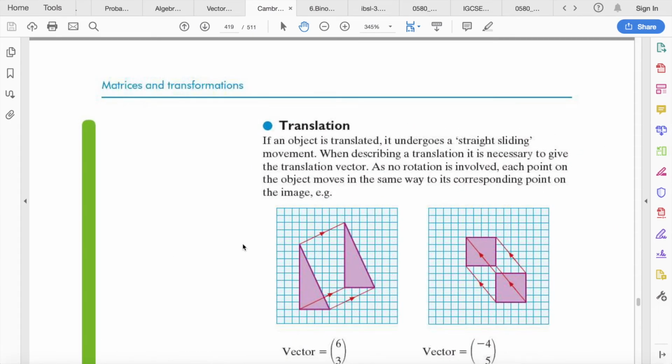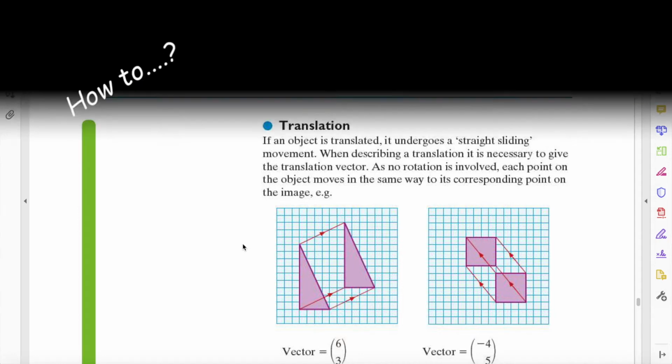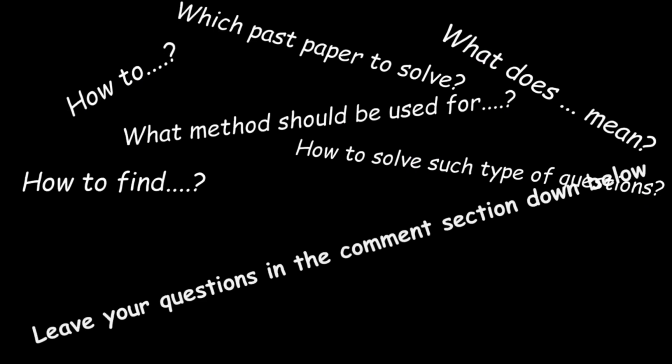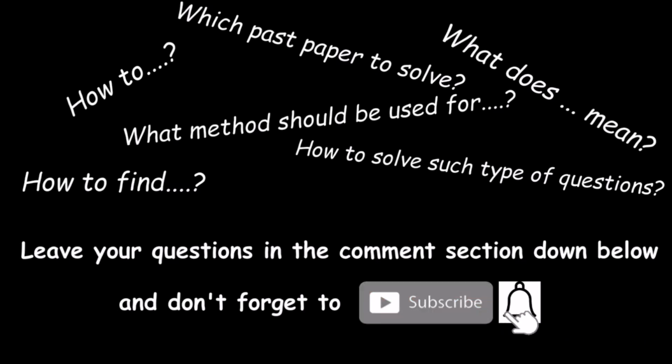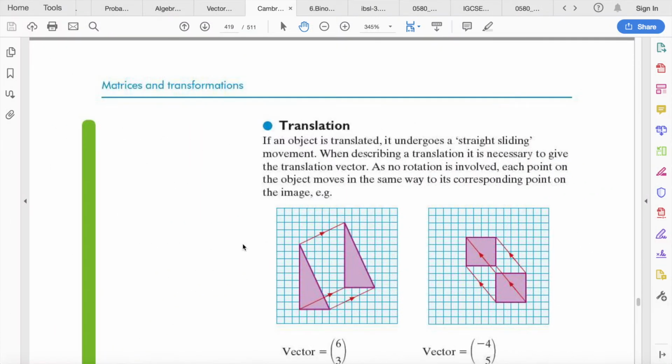My dear O2 students, in this video we go for the other type of geometrical transformation, which is translation. Translation is one of the transformations which is frequently asked in past papers you might have seen. Now I'm going to define it and have some examples for you.